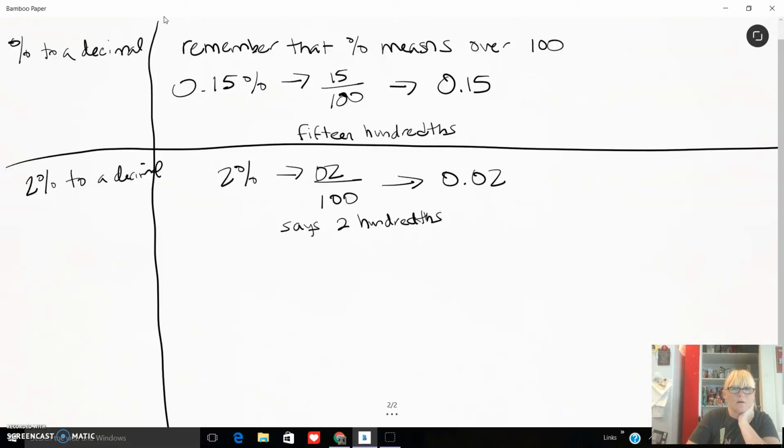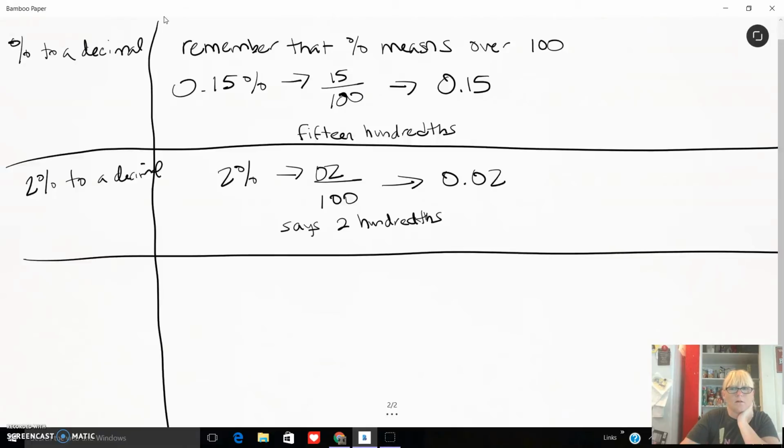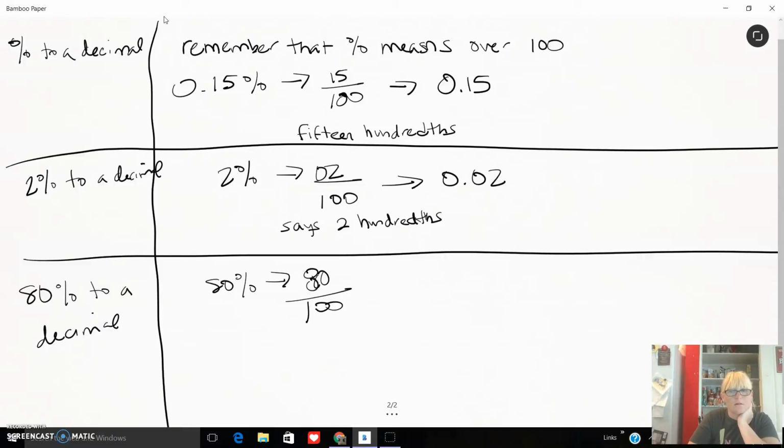All right, let's try one more. So I want 80% to a decimal. Well, 80% is 80 over 100. That says 80 hundredths, which is 0.80, or 0.8, because remember, that's the same number.